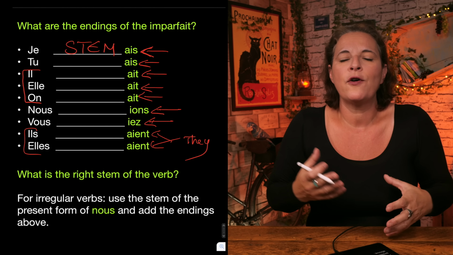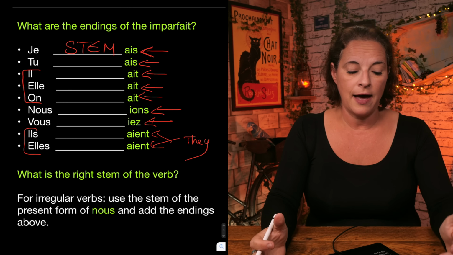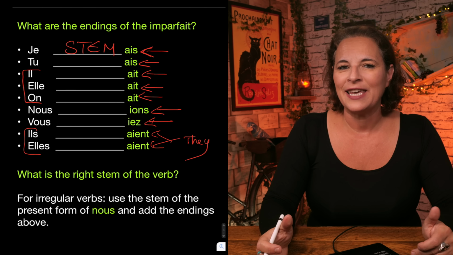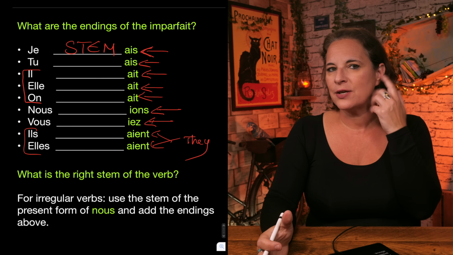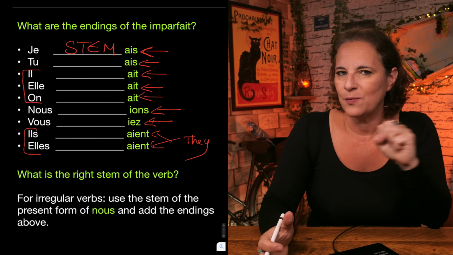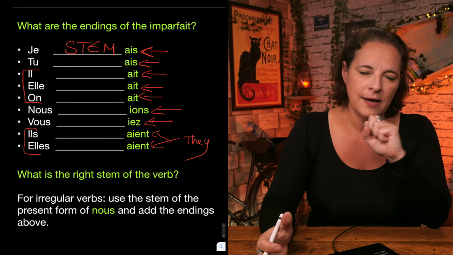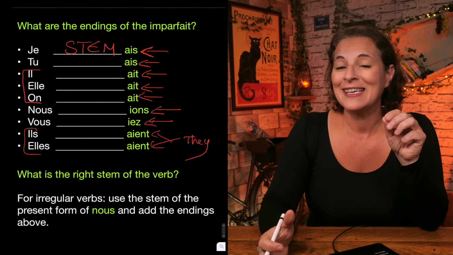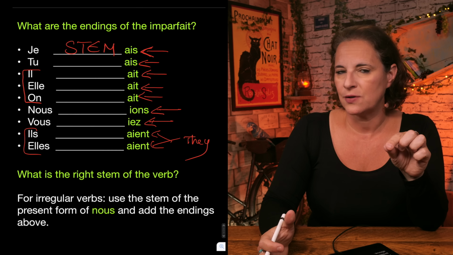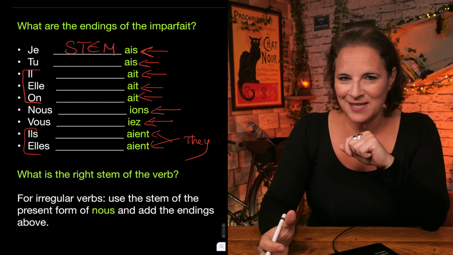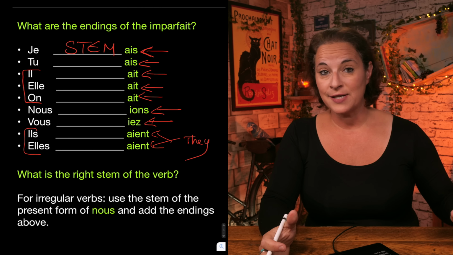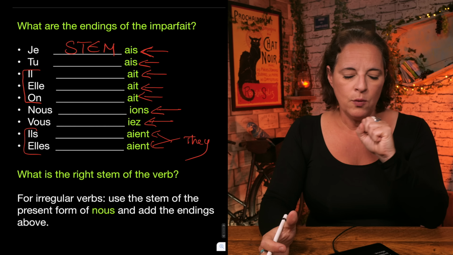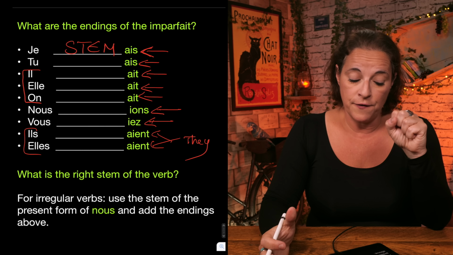So in terms of pronunciation, well, we have e, e, e, e, e, ion, iez, e. So the pronunciation is the same. The spelling is somewhat different, okay? So we've got the endings of the imperfect, which, by the way, are exactly the same as the conditional endings. But that's another story, and that's another stem completely, okay? But so you know. What is the right stem of the verb?